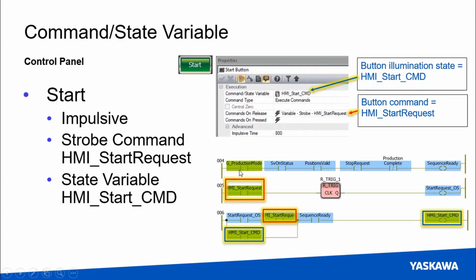This is what's happening inside the controller at the logical level. There are a few conditions here. Production mode, servos have to be on, positions have to be valid, no stop requests, production not complete. If all those things happen, we have a condition called sequence ready, which is used down here in the final rung. So when we press the button, we request the start. It's called this start request one shot, OS. And then that one shot, as long as the sequence is ready to start, will trigger the start command. The start button is executing the start request, but the illumination of the button happens only if the request was successful and the start command turns on.